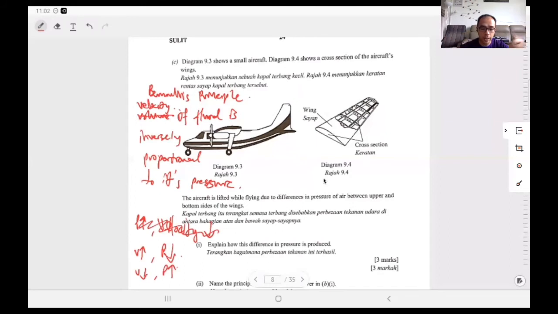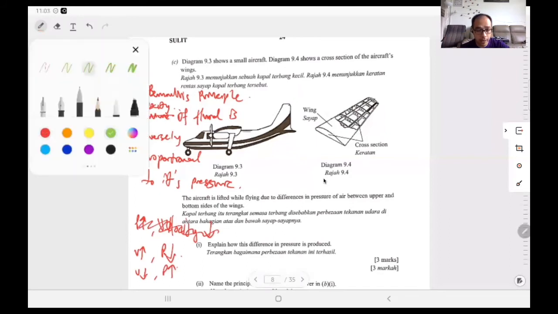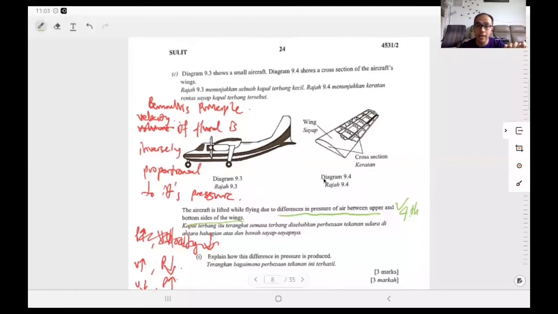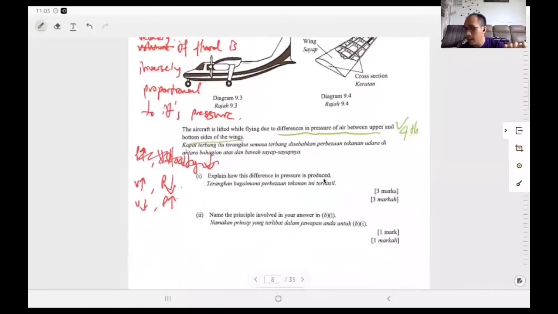So the aircraft is lifted while flying due to differences in pressure between the upper and the bottom sides of the wing. If this is a 4-mark question, this will be the 4th mark: the differences in pressure cause the aircraft to be lifted. But that's why they ask you only 3 marks: explain how this difference in pressure is produced.